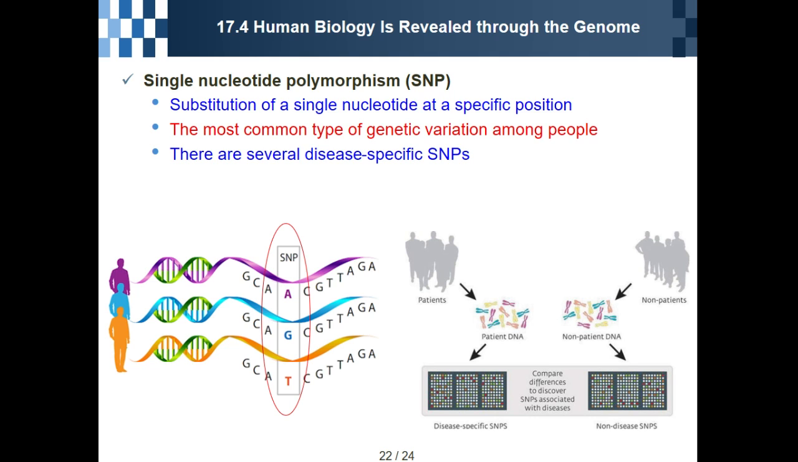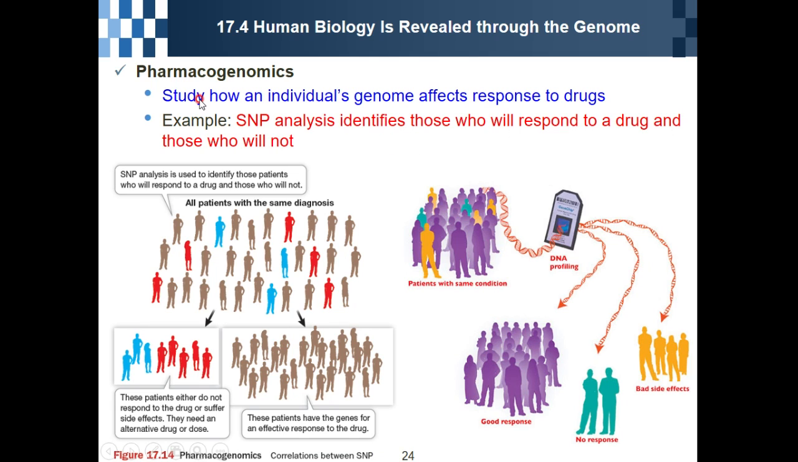Okay, so SNP is the substitution of a single nucleotide at a specific position. Each person has different SNPs, and there are also several disease-specific SNPs. So by using this information, people made another field, pharmacogenomics. Pharmacogenomics studies how an individual's genome affects response to drugs.